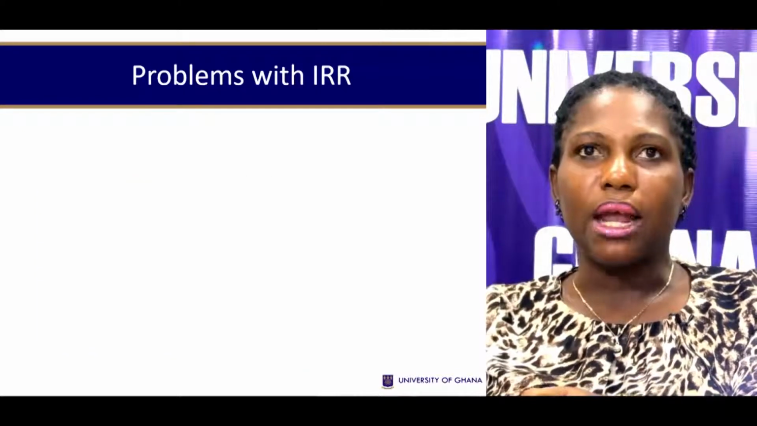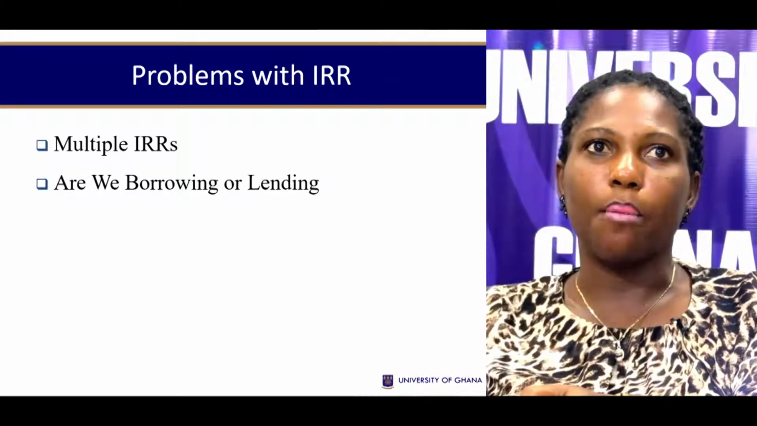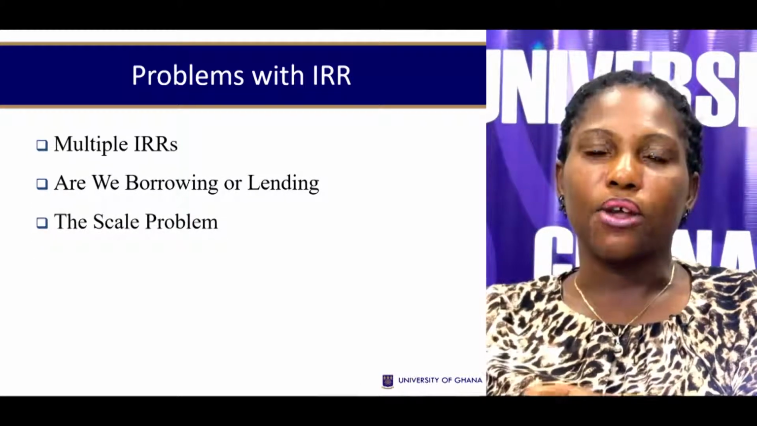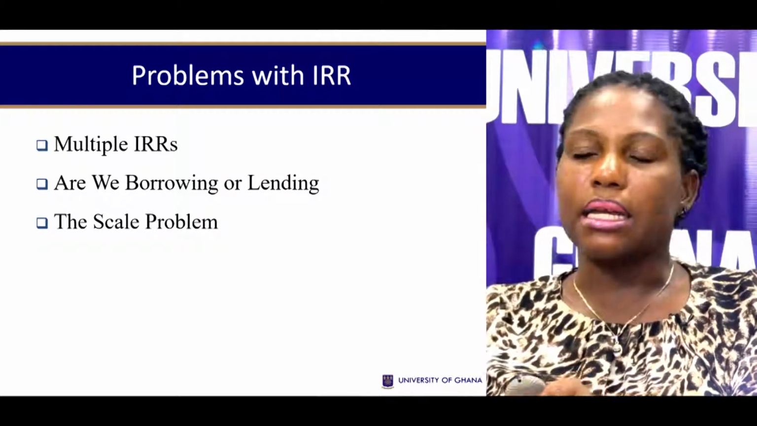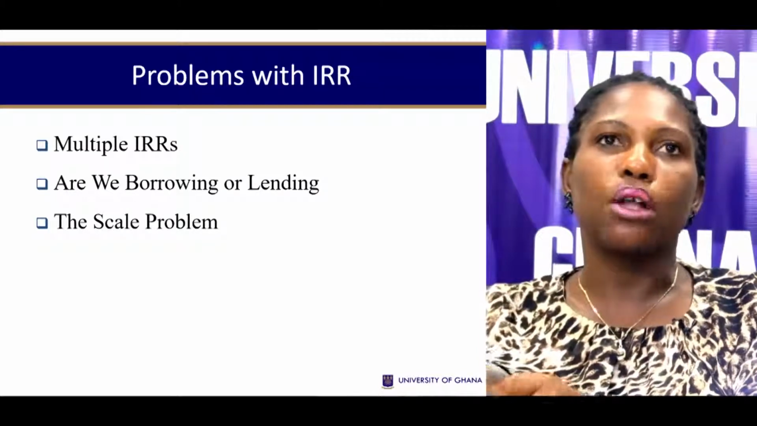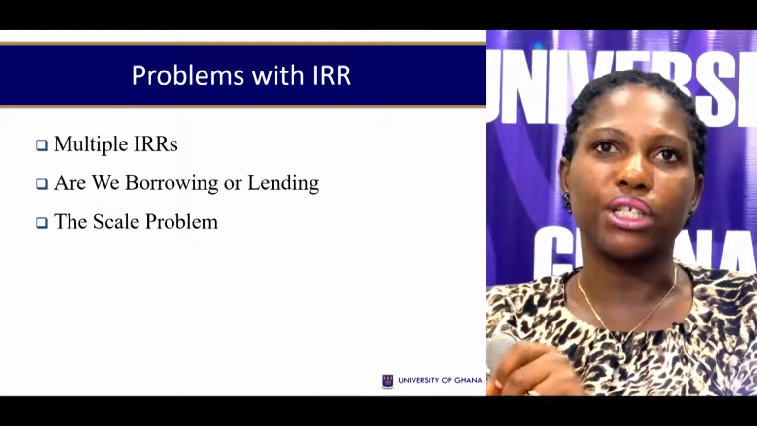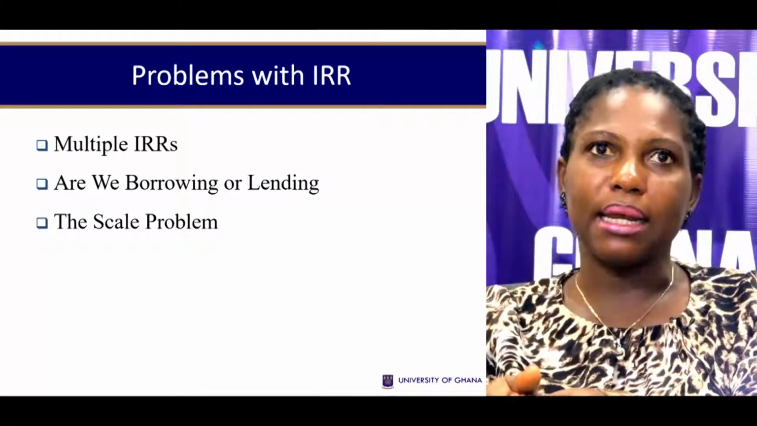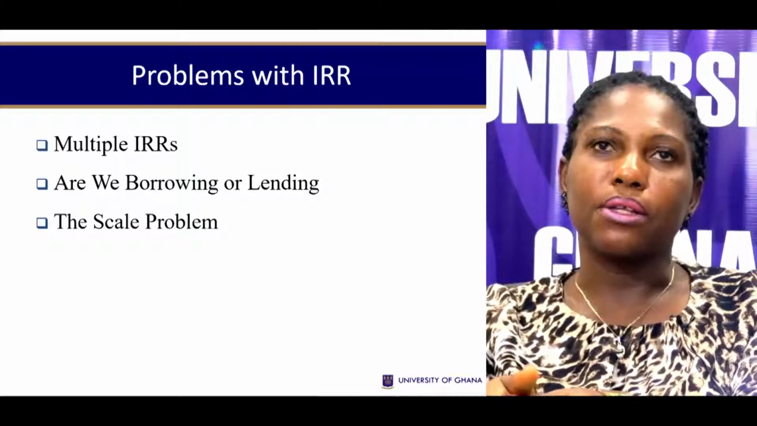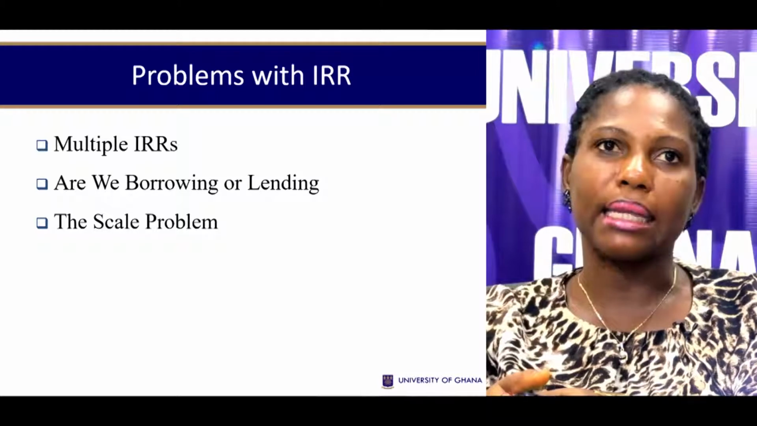19.44%. Now, looking at the problems with the IRR, which are the multiple IRR case, whether we are borrowing or lending, and also the scale problem. When we have multiple IRRs, as already indicated, the problem is which one to use in arriving at a decision of whether to accept or reject a project. If we are borrowing or lending, how does the IRR help us? It does not differentiate between the borrower and the lender.